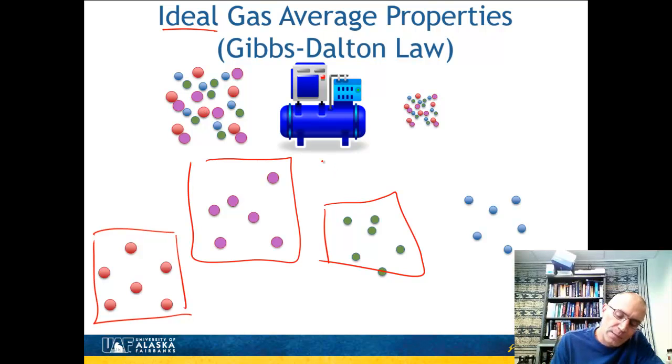And so remember, for Gibbs-Dalton, the enthalpy is just a function of temperature. For example, enthalpy is C_P T, and so obviously this change in pressure is irrelevant for the enthalpy values anyway, because it was never a function of pressure.